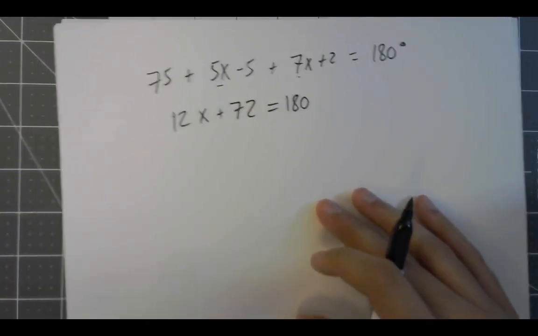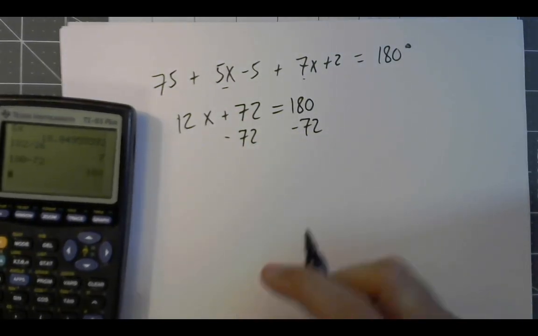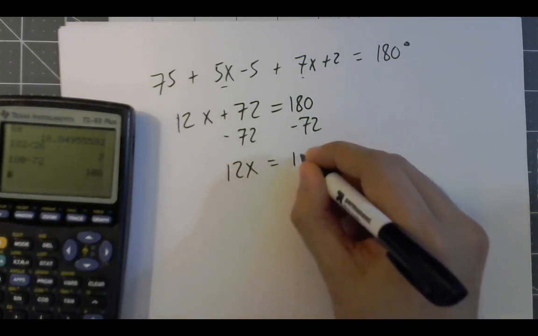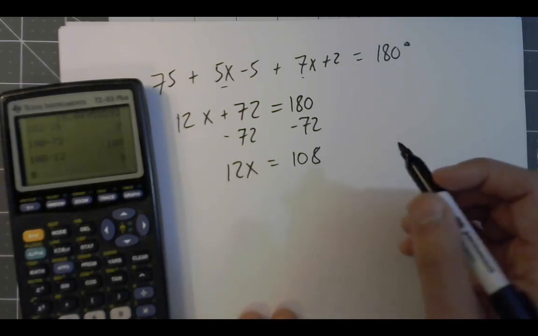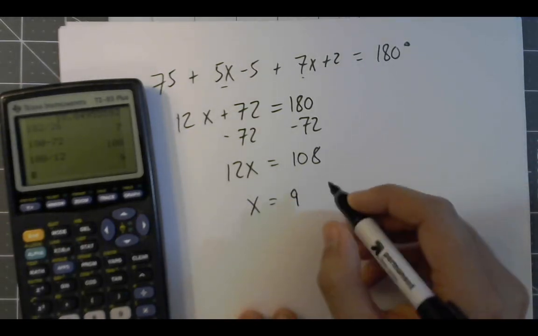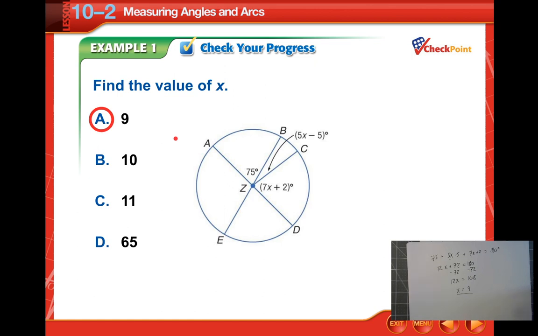So if I want to solve this now, I'll move the 72 across. 180 minus 72, 108. Okay, and then 108 divided by 12 is 9. So x equals 9. And look, it's one of our options. Great. So that is the first lesson today, that we can add up all the internal angles, and we can add those up to get to 360 or 180, depending on what we're looking for.